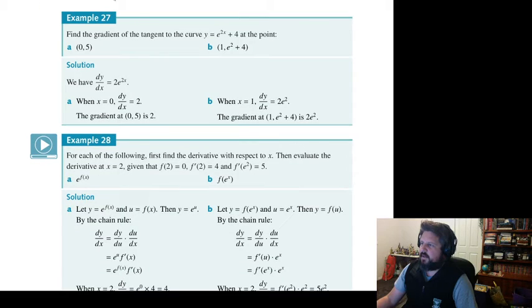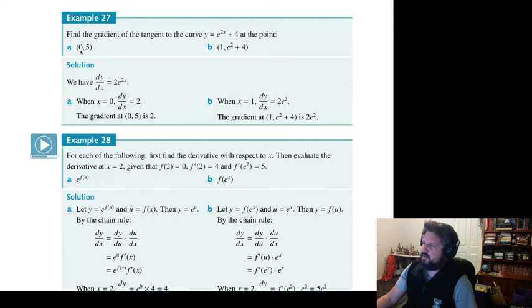It says here, find the gradient of the curve for y equals e to the power of 2x plus 4 at these particular points. So again, it's a matter of differentiating this, which we know how to do. Obviously the k value is 2, comes down the front. You're left with e to the power of 2x. So here's the derivative. 4, obviously, the derivative of that is just 0.